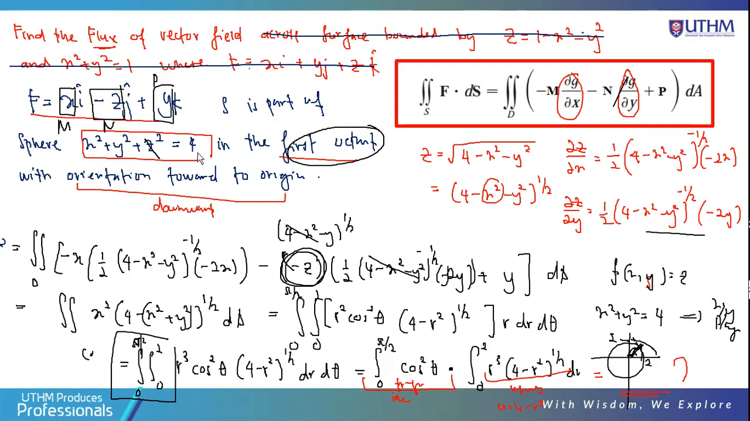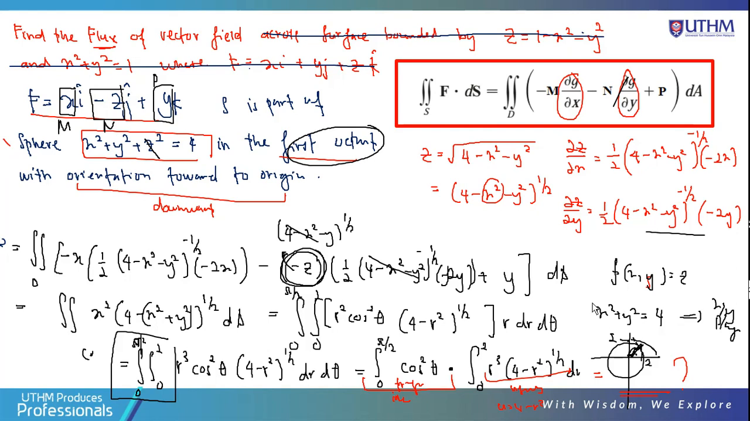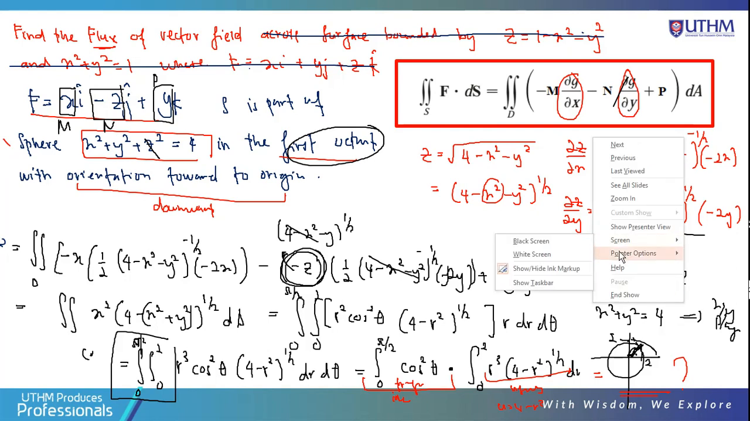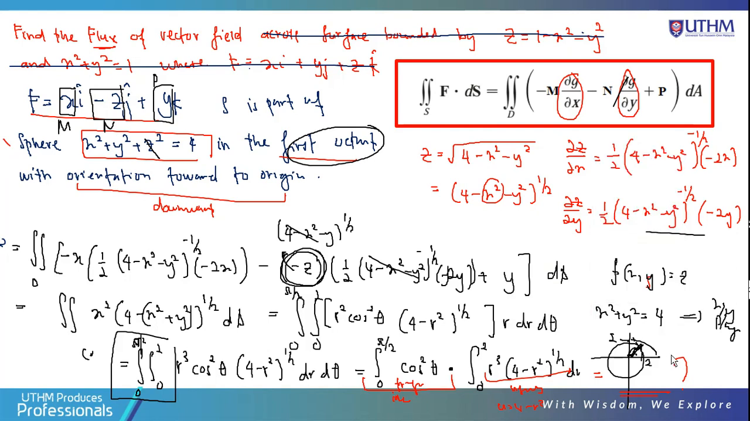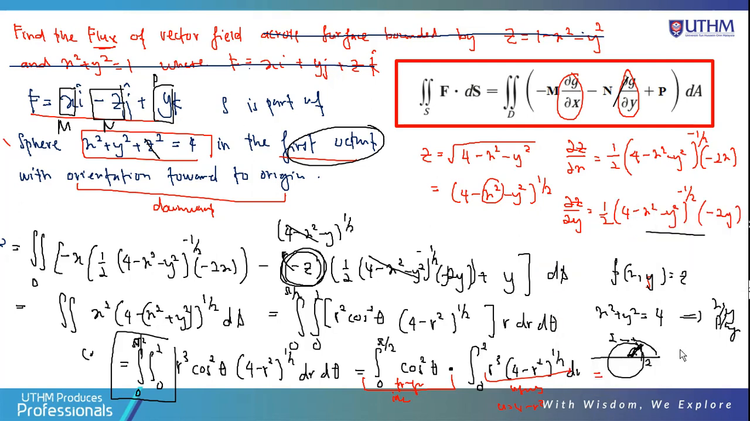Wait a moment. Okay, I have it. So the answer is, sorry, so I have the answer. So the answer is negative 4/3 pi. Okay, this is the answer. Okay, you try to solve this one and then get this. The answer is negative 4/3 pi.